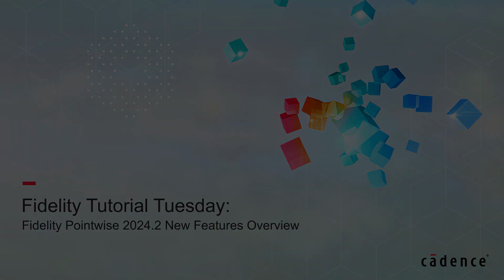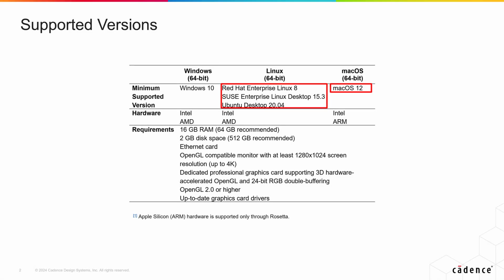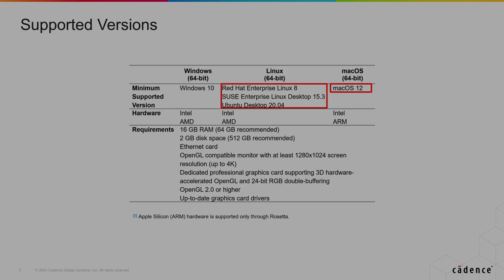So let's get started. First, I want to note that the minimum supported versions for both the Linux and Mac operating systems have been increased. The minimum supported versions for the Linux distributions are Red Hat 8, SUSE 15.3, and Ubuntu 20.04. And the minimum supported version for macOS is macOS 12 Monterey. Also of note, we still only support Apple Silicon ARM hardware through Rosetta. If you're using an older version of any of these operating systems, you will need to upgrade your OS in order to take advantage of these new features.